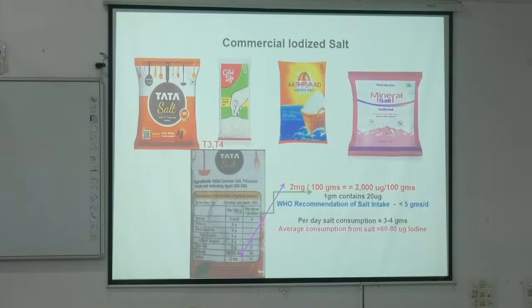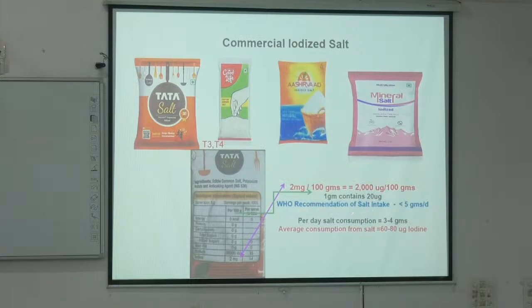And many companies are producing iodized salt. Just for information, I have shown this slide. So if you look at this iodine content, it is 2 gram per 100 grams. This 2 gram is 2000 microgram per 100 grams. So 1 gram contains 20 microgram.